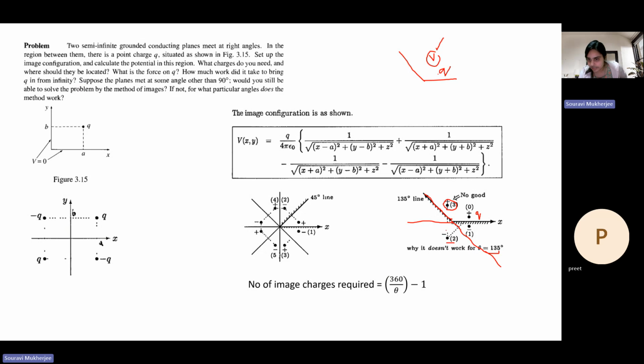In this case, for the potential to be 0 along this region and also along this line, you are bringing another third charge which is inside the region where you want to find the potential. So that does not work. Okay. So this is not good. This does not work for theta equal to 135. That means the method of image charges for this kind of question, where you have two such conducting plates with an angle between them, will not work for all angles.